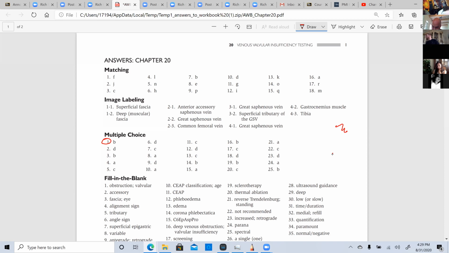What can the use of a tourniquet during venous PPG testing help determine? Deep versus superficial. Yes, because when we're using a tourniquet, you're not cranking it off and trying to stop blood flow to the entire leg. You're only squeezing enough to squeeze out superficial blood. So if you can stop.